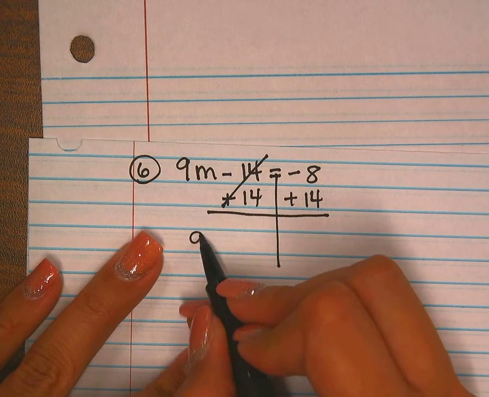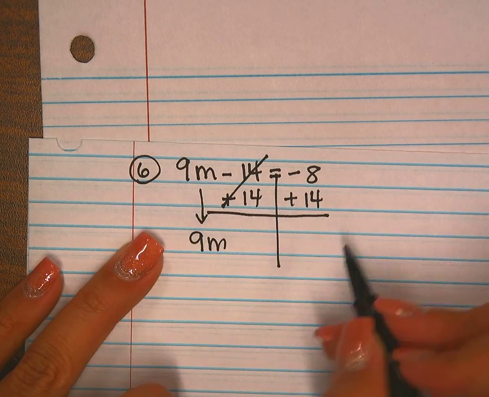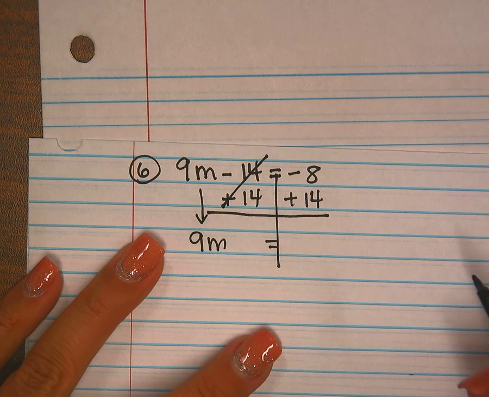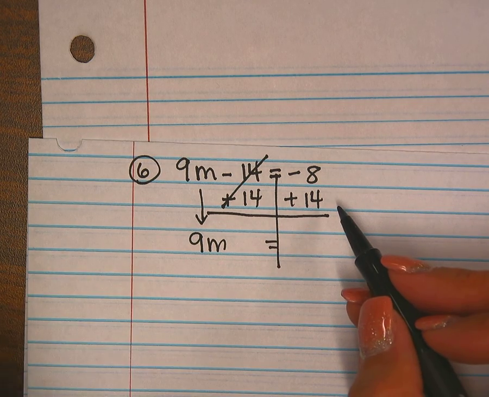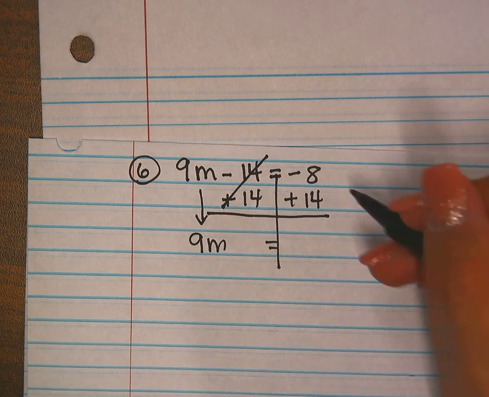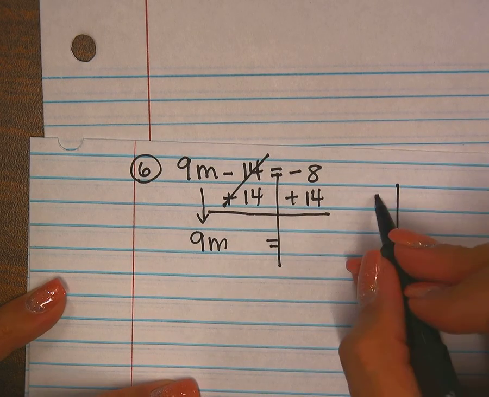The 9m is brought down. Don't forget about that. Some of you like to forget. My equal sign is brought down. And then the difference between the 14 and 8. Maybe I'm not great at integers, and that's okay.